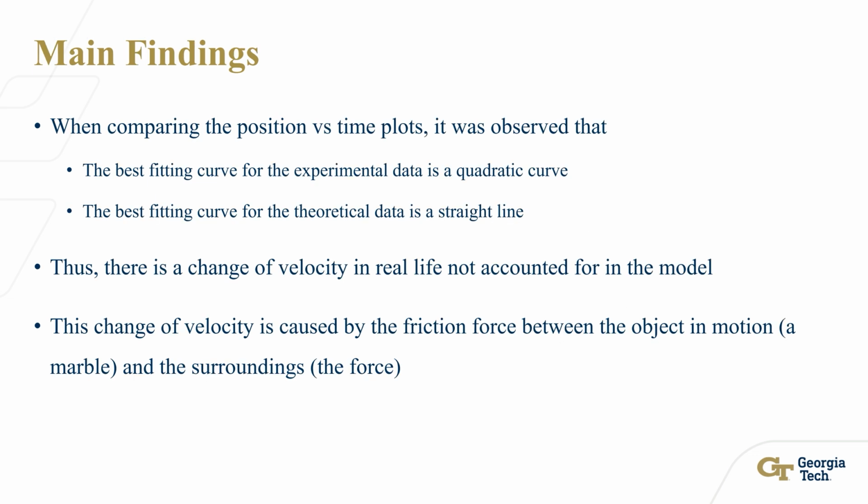When comparing the position versus time plots, it was observed that the best fitting curve for the experimental data is a quadratic curve, whereas the best fitting curve for the theoretical data is a straight line. Thus, there is a change of velocity in real life that is not accounted for in the model. This change of velocity is caused by friction force between the object in motion and the surroundings.